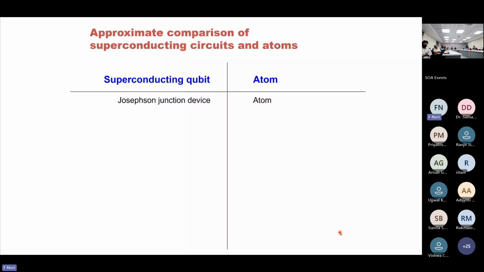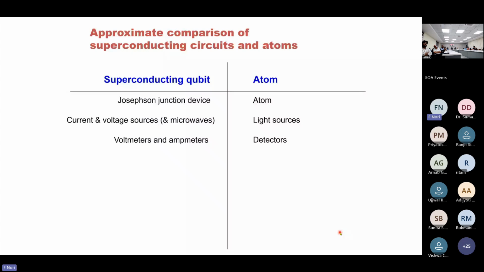Again, you replace the atom by a Josephson junction, light sources by currents and voltages, and microwaves detected by voltmeters and ammeters. So what you're doing is taking a large atom made of a condensed matter system, like this Josephson junction, and applying voltmeters and ammeters. You're wiring up atoms. You're putting a large atom on a circuit, on a chip. This is what IBM has been doing, Google, and many companies. You put atoms on the chip, but you need to control them.